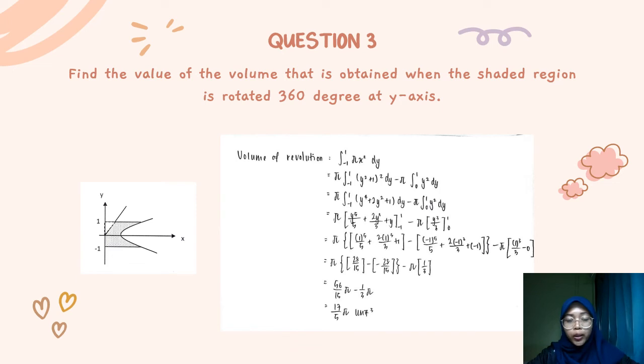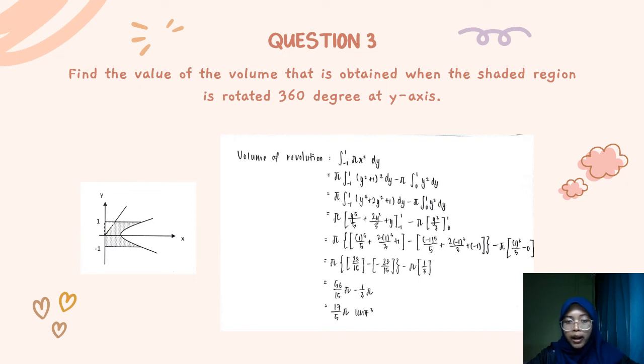So for the last question, question 3, find the value of the volume that is obtained when the shaded region is rotated 360 degrees at the y-axis. So in order to solve this question, we use the formula for volume of revolution, pi x squared dy. Then we get the values from the diagram, 1 and negative 1.